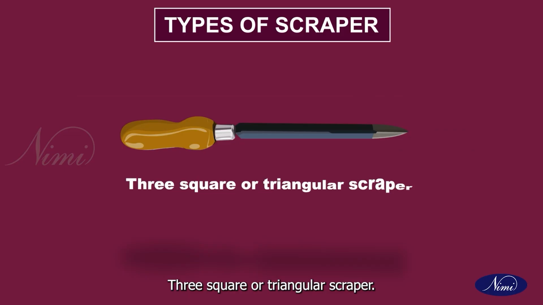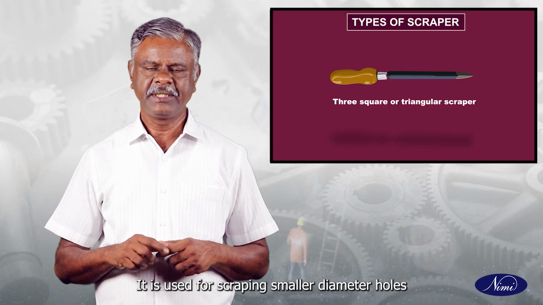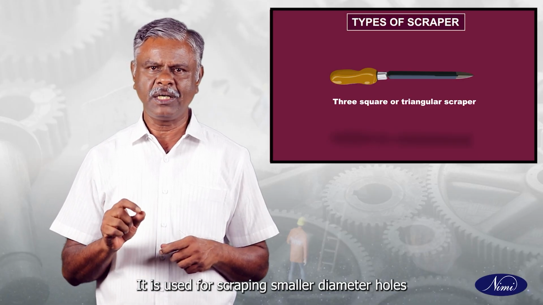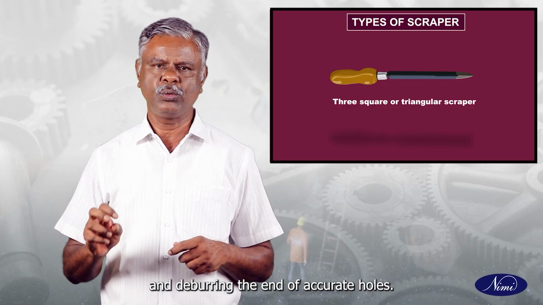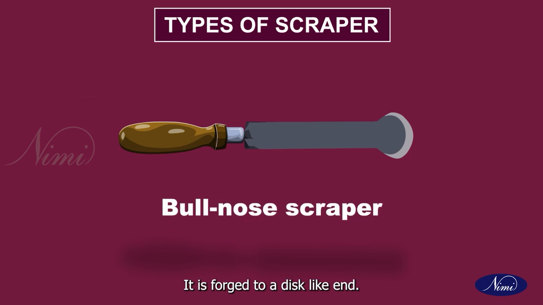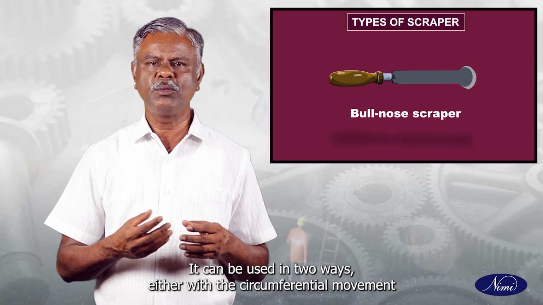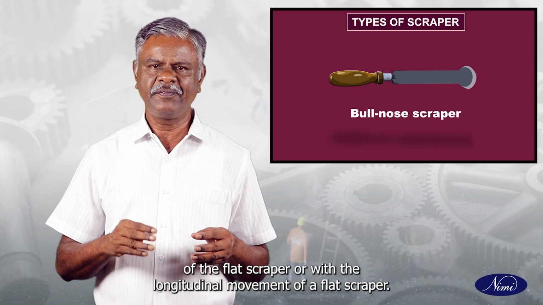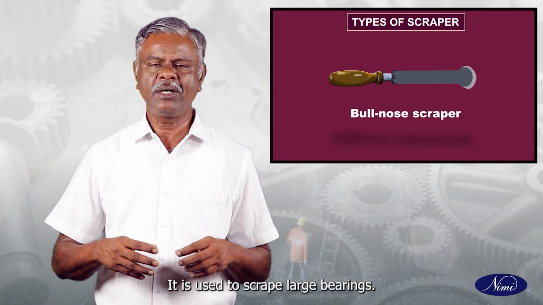Three square or triangular scraper: it has 3 faces and each is hollow ground. The cutting edge is moved at right angles to its length. It is used for scraping smaller diameter holes and deburring the end of accurate holes. Bull nose scraper: it is forged to a disc-like end. It can be used in 2 ways, either with the circumferential movement or with the longitudinal movement of a flat scraper. It is used to scrape large bearings.